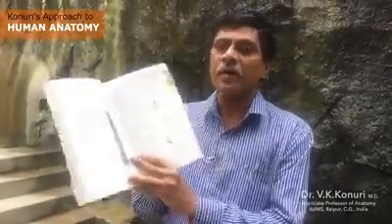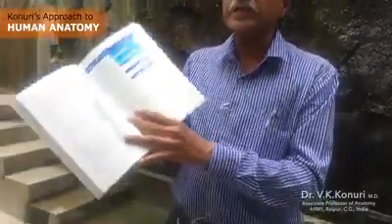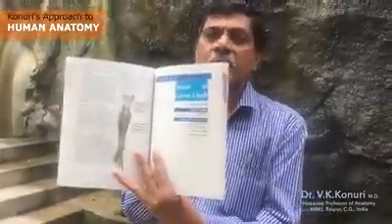Then at the end we give once again all the vessels in one part and all the nerves in one part, and finally we complete that limb with the joints of the lower limb. So this is the method which we followed in contrast to all other books.